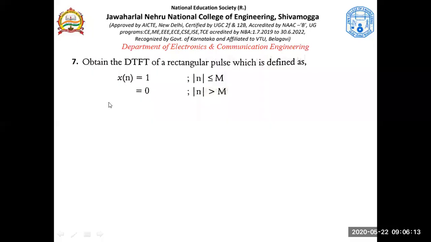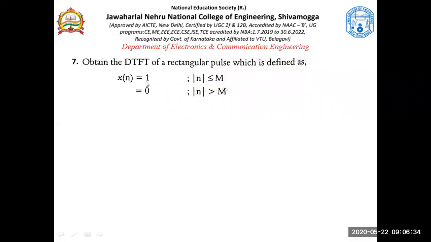Yeah, this is the problem that we shall start with. Fine. Now, what is being asked? We have to find the DTFT of the rectangular pulse. What is a rectangular pulse? See here, the signal is a rectangular pulse. Fine. How to make out whether this is a rectangular pulse or not?